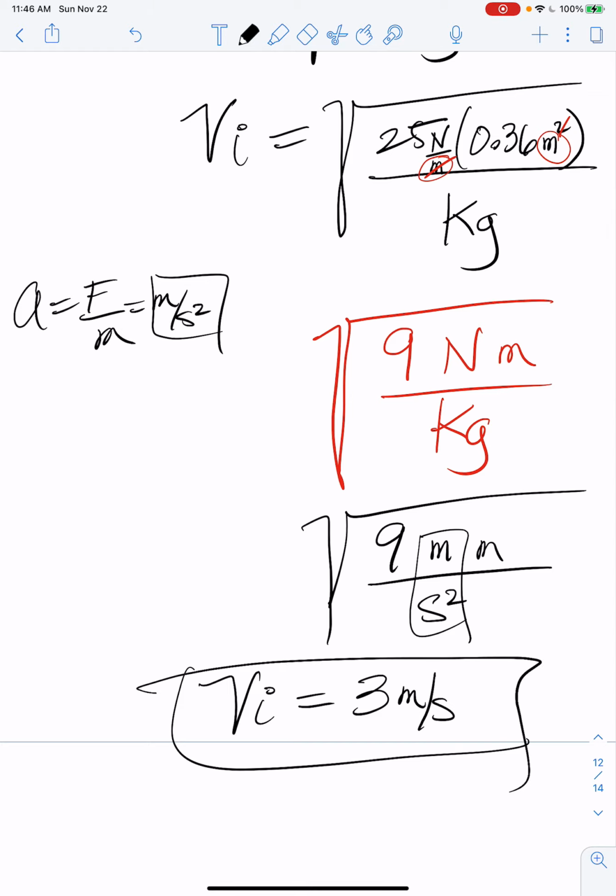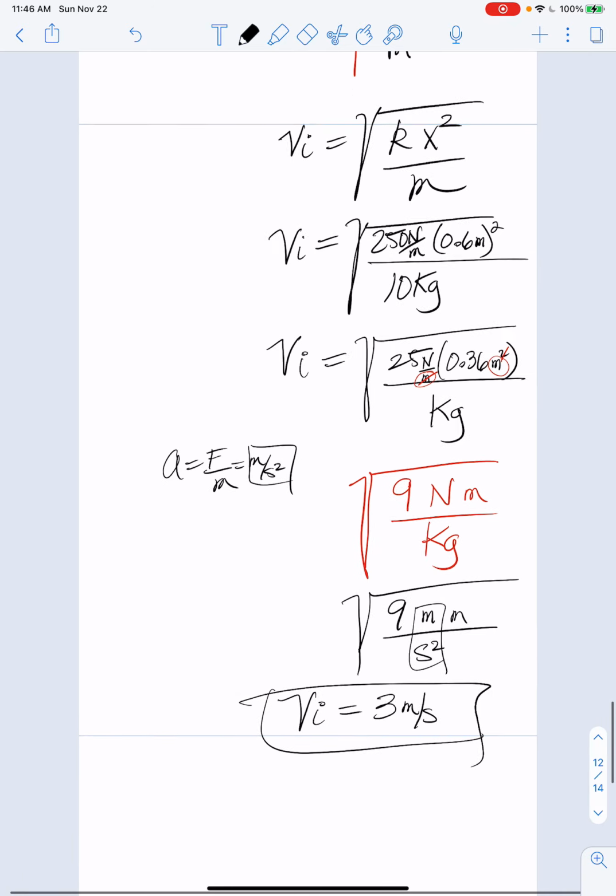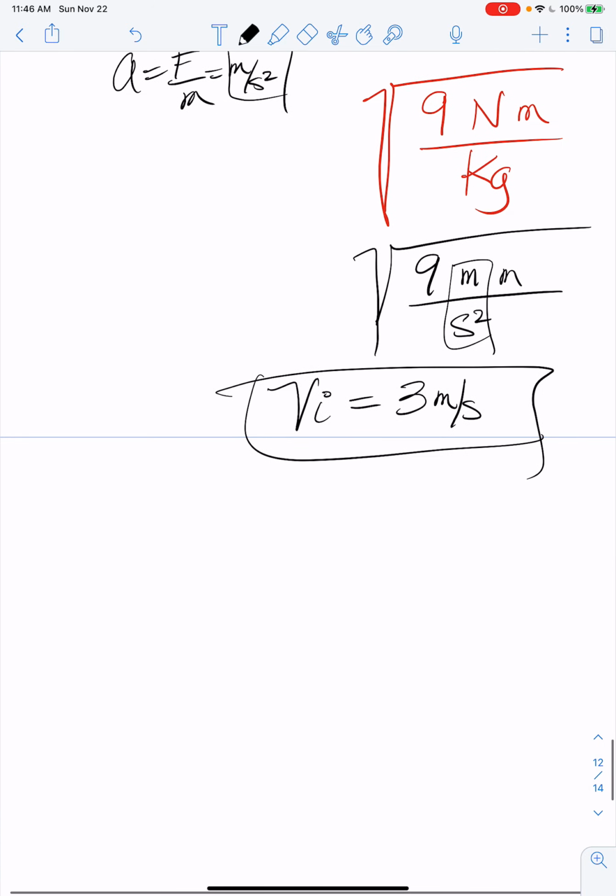All right. Okay, so there's our initial speed. The next one isn't much different. It's pretty much the same for 34.